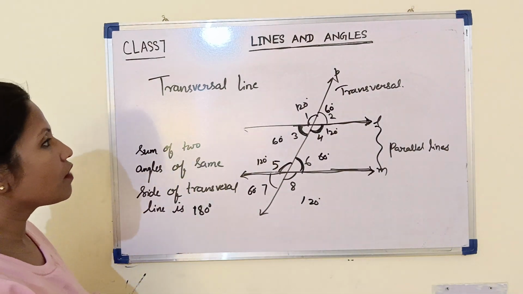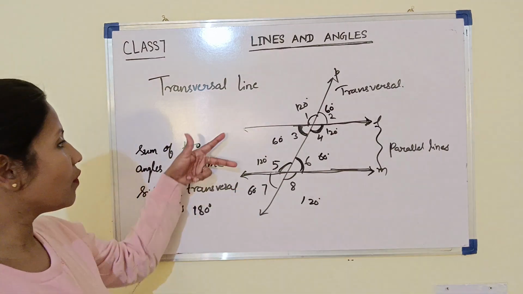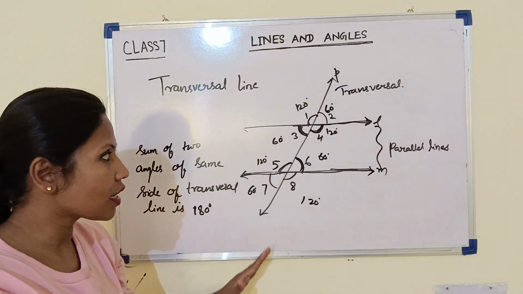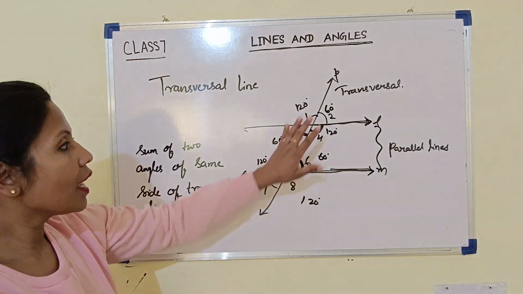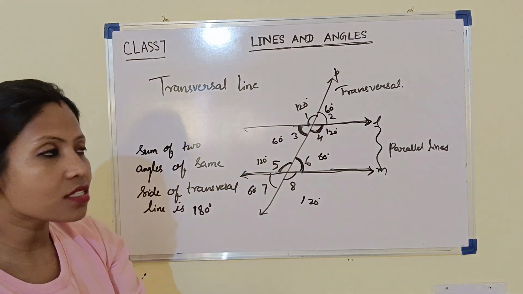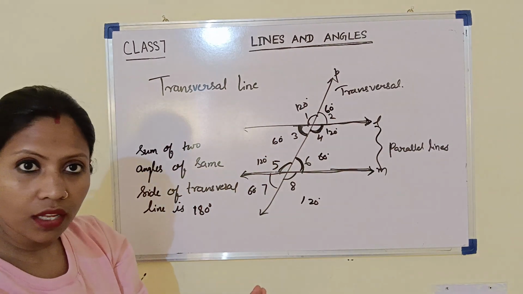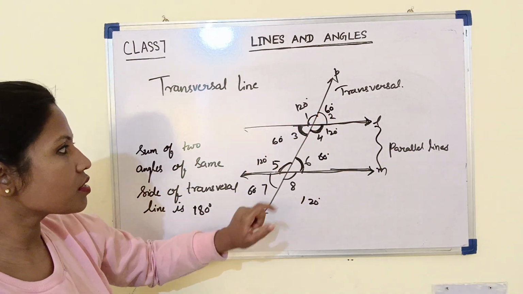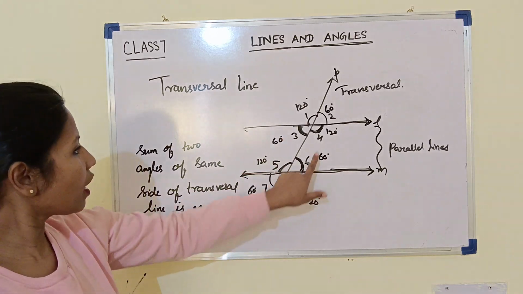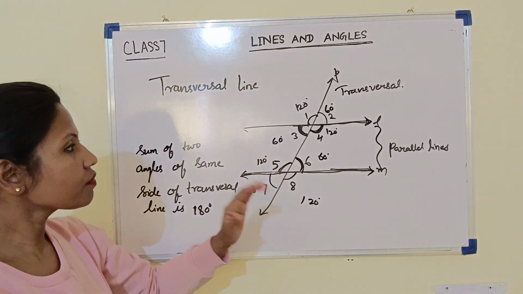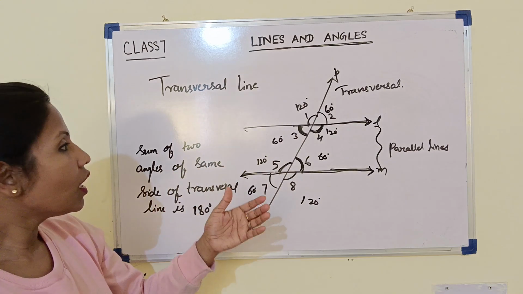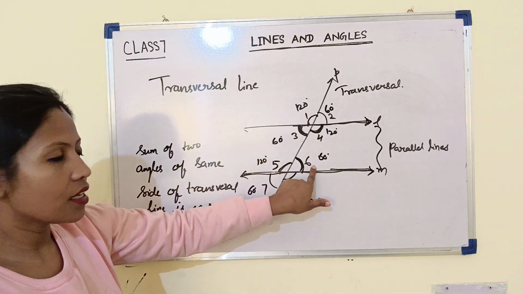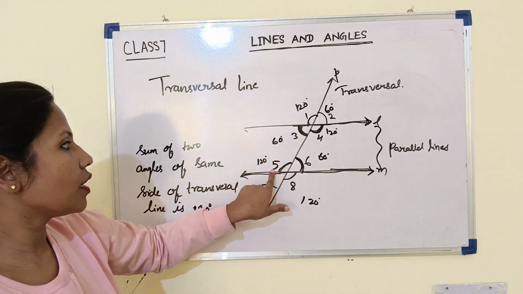So let me revise the concept of what we learned. We have taken two parallel lines. Then we have taken one transversal line which is intersecting them at two different points. It's making total 8 angles where we learned the corresponding angle, like 1 is corresponding to 5, 2 is corresponding to 6, 3 is corresponding to 7 and 4 is corresponding to 8. Then we learned about the alternate angles. Alternate angles like 3 is alternate to 6 and 4 is alternate to 5.